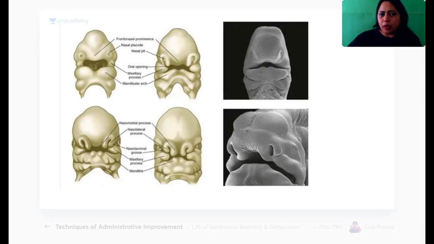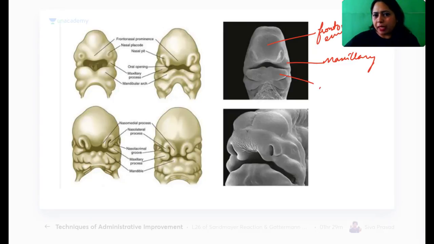Now this is the membrane right in the center, and you can see the other structures. You can see this one as the frontonasal eminence, and you can see the maxillary, and you can see the lower portion, that is mandibular.